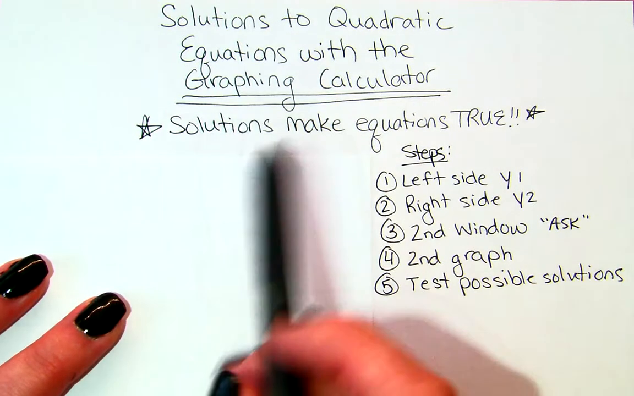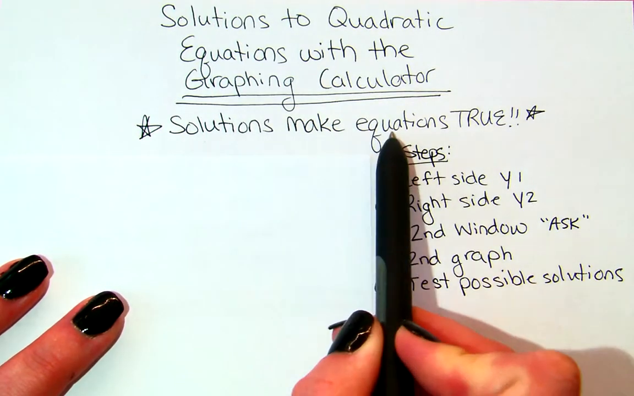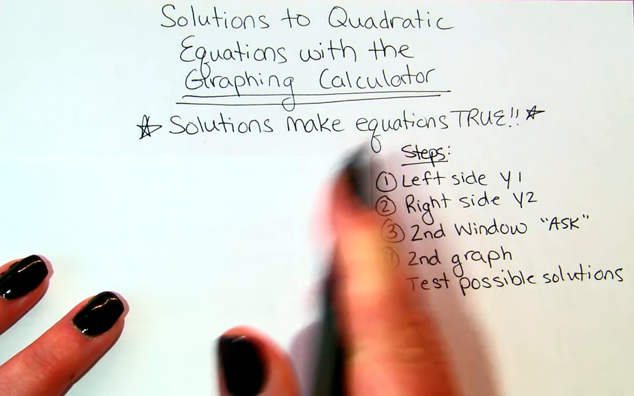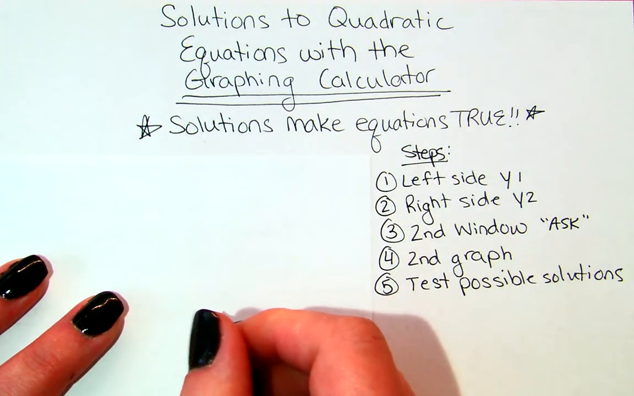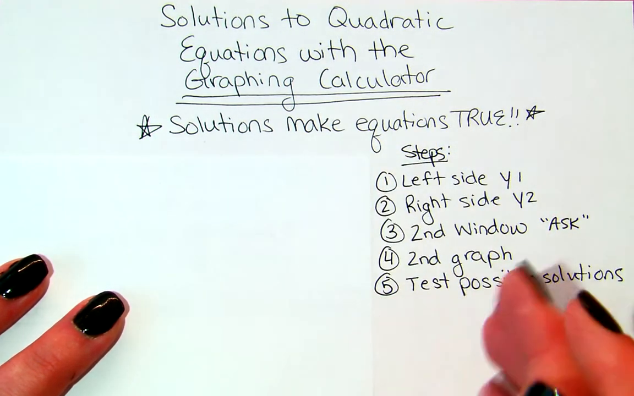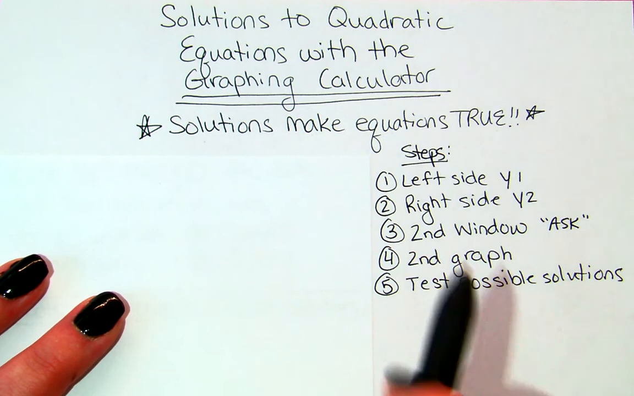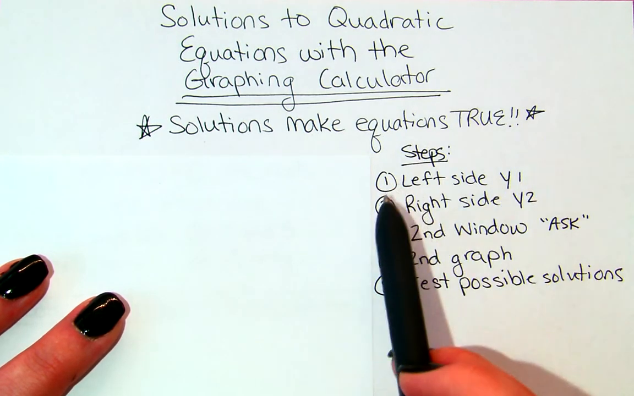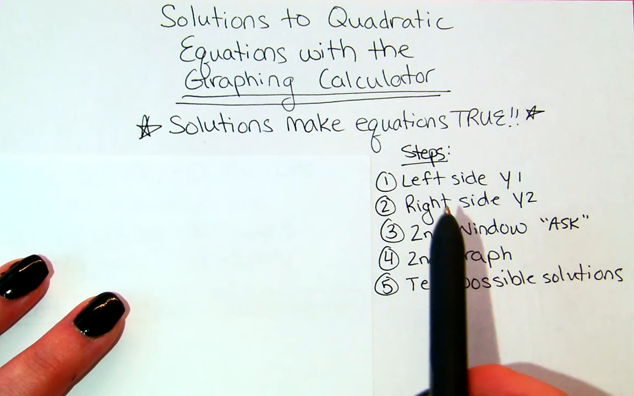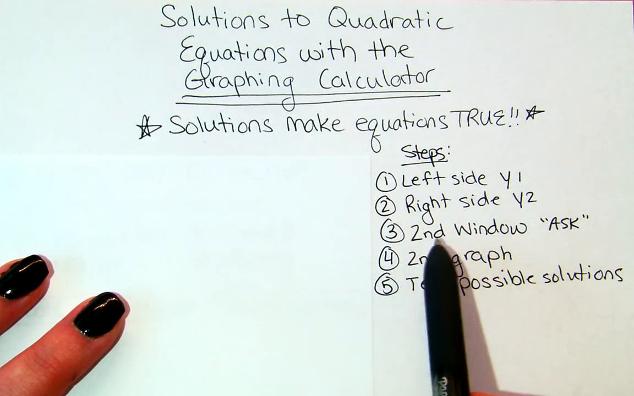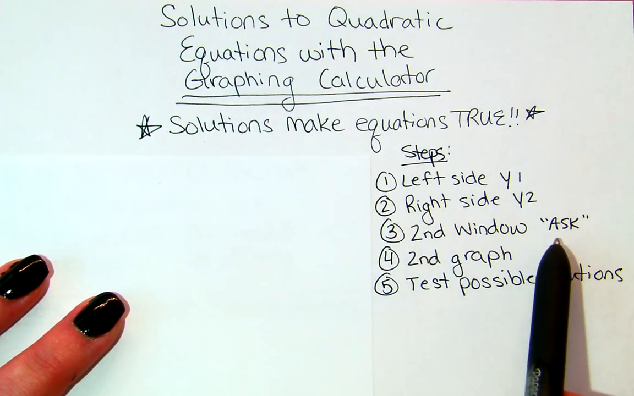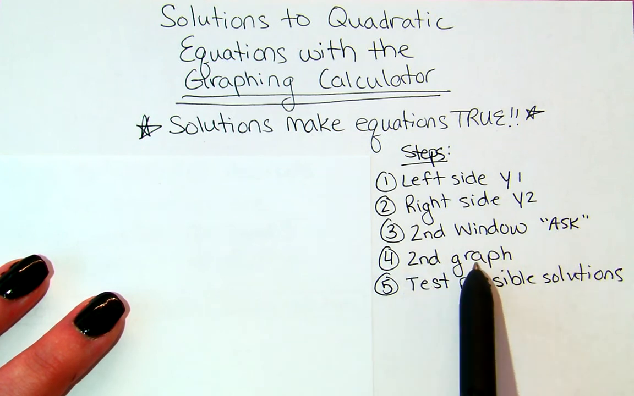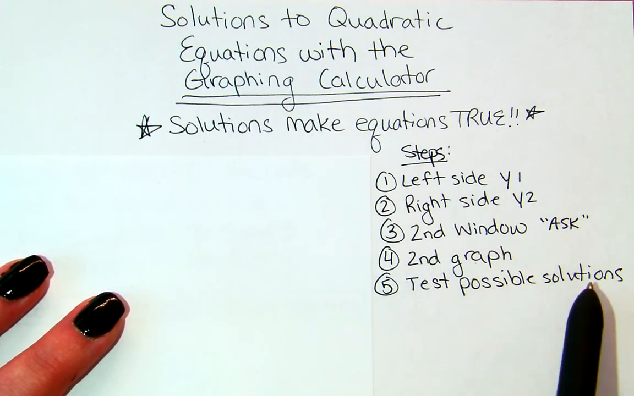So we want to start with the idea that solutions make equations true, meaning the left side has to equal the right side when I plug in values for x. So how we use the graphing calculator are these steps right here. Step one is the left side of your equation goes into y1, the right side goes into y2. You change the table setup by going to second window and changing independent to ask. And then you go to the table function, which is second graph, and you test the possible solutions to determine which ones are true.